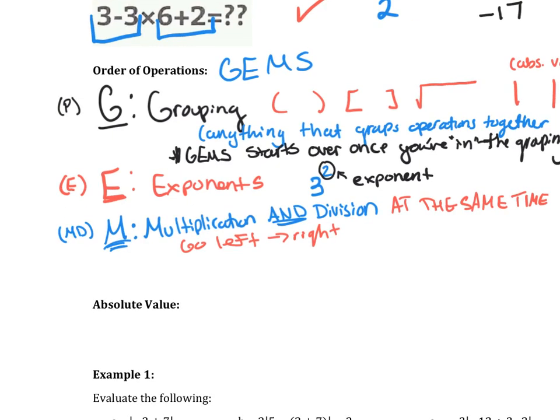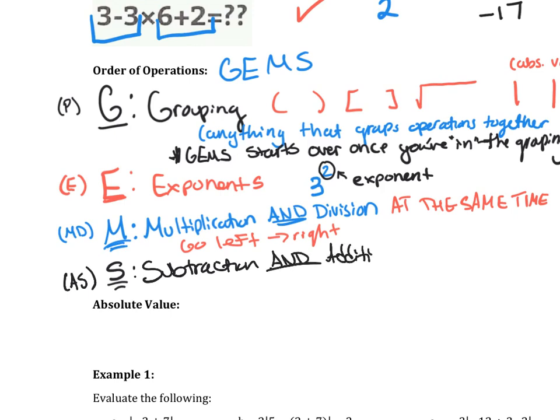And the same thing for the S. The S stands for subtraction and addition, so that's the AS in PEMDAS. And again, addition and subtraction happen at the same time. Go left to right, whichever comes first. Again, all caps, at the same time.